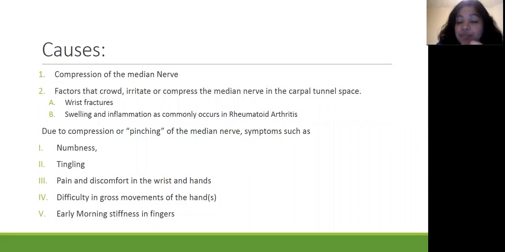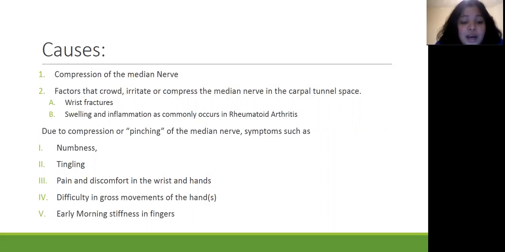So due to compression or pinching of the median nerve, you get symptoms such as numbness, tingling, pain and discomfort in the wrist and hands, and difficulty in gross movement of the hands. So for instance, if you want to hold on to a door handle, or your steering wheel, or if you're trying to hold a book open, any sort of gripping sensation where you need to use all of these fingers and you're creating this sort of structure with your hands, that is going to become more and more painful the more chronic this condition is. Okay? So difficulty in these gross movements. The finer movements are the ones that you have more with the digits.